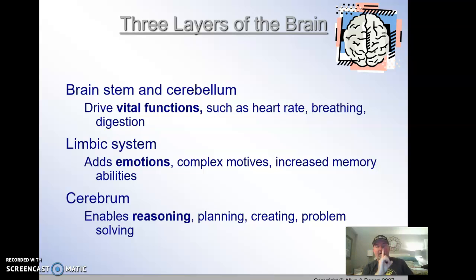So again, you've got the brainstem and the cerebellum on the back of the head. You've got the limbic system right on top of that, and then you've got the cerebrum around the outside.